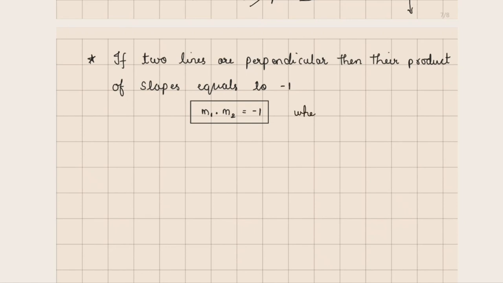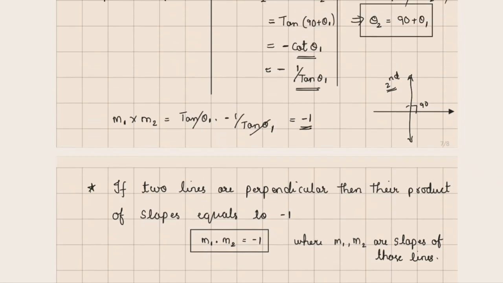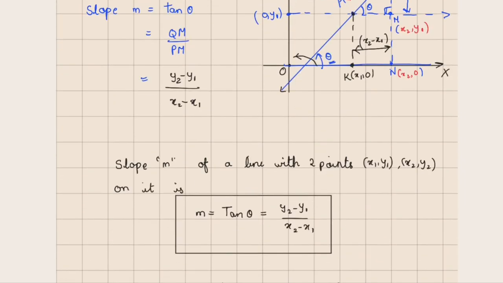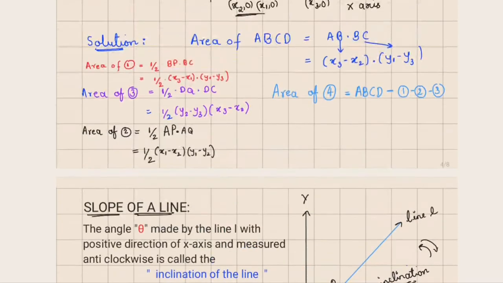Where m1 and m2 are slopes of those lines. Okay. This is for lecture 2. Let's do a quick review of what we have done today.